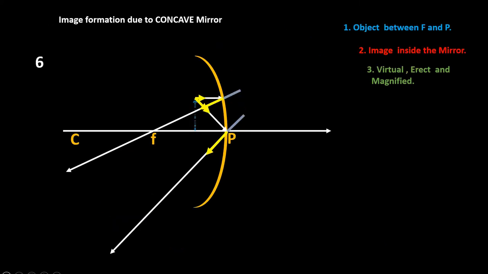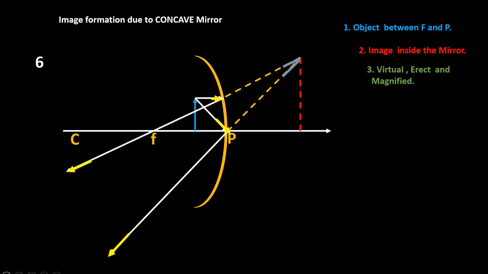The last case of image formation is when the object is between F and P. The jewelry mirror or the dentist mirror ray diagram is this. Then the image appears to have formed inside the mirror. The image forms inside the mirror, but when we produce the reflected light rays backward, the virtual image of the object is formed, and this image is virtual, erect and magnified.